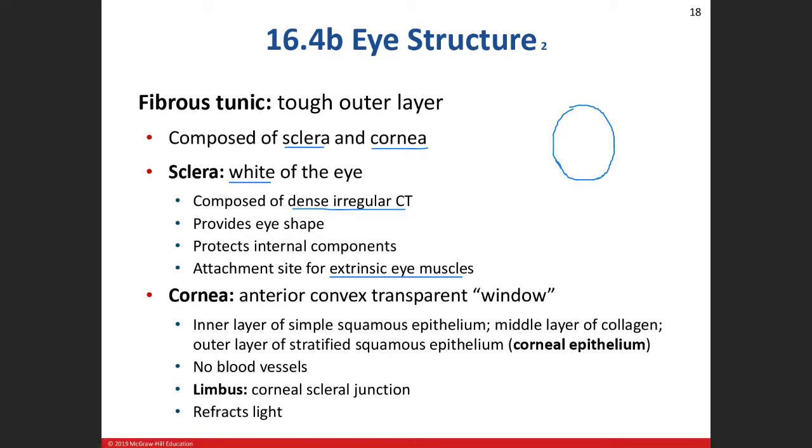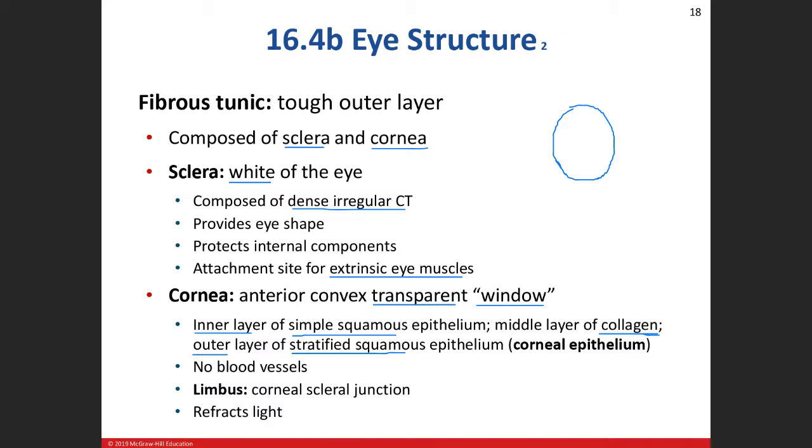The other component of the fibrous tunic, okay, is the cornea. All right, that's that transparent structure that sits right on top of the iris and the pupil. So they nickname it the window. All right, so there's 2 layers to it, okay, well actually, excuse me, there's 3 layers to it. The inner layer here is made up of a simple squamous. Okay, the outer layer is going to be made up of stratified squamous. And then in between, we're going to have our protein fiber, that collagen there.